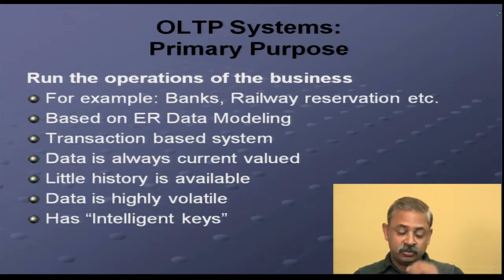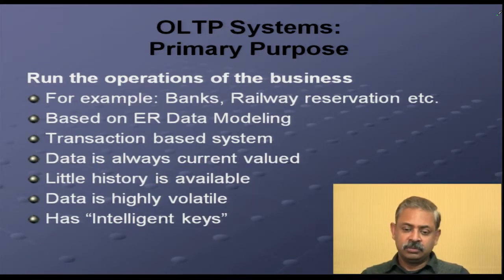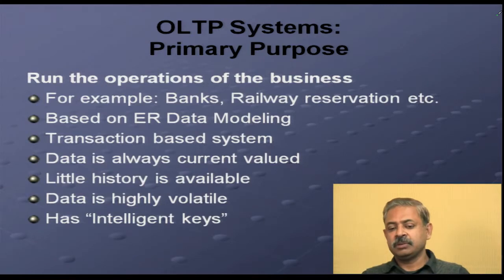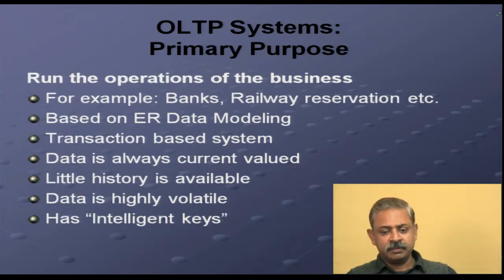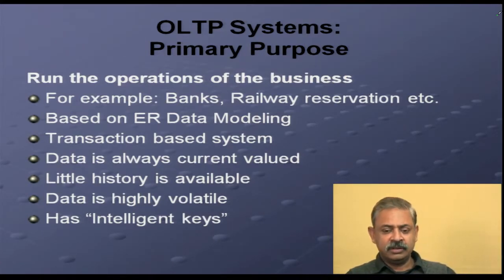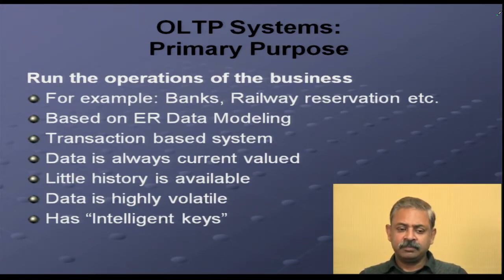Say, for example, if you look at a bank database, a lot of people would be doing business with the bank. Somebody is withdrawing money, somebody is depositing money, somebody is transferring money. So all those kinds of transactions are happening at a very brisk rate. That's why the data would be highly volatile. That is, data values keep on changing very, very quickly.